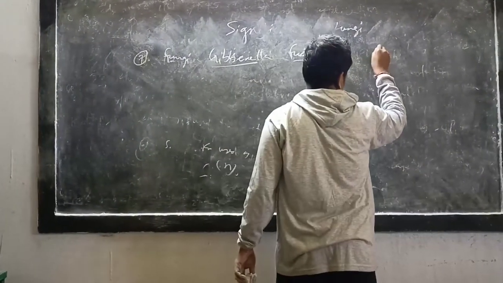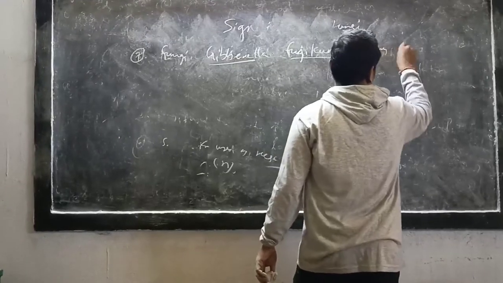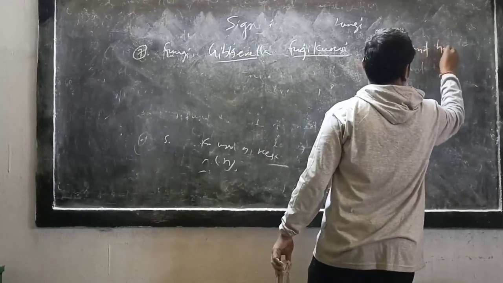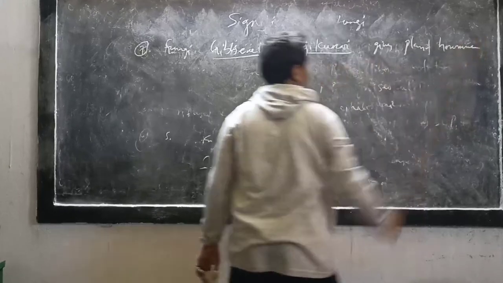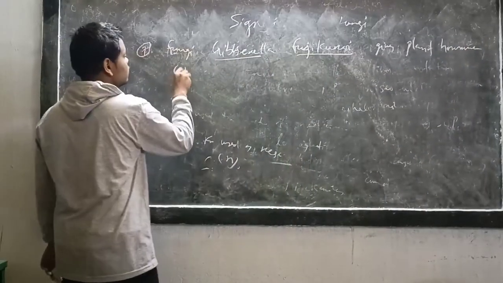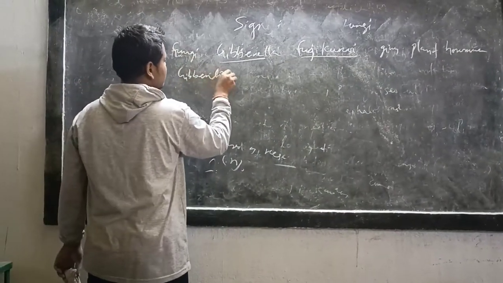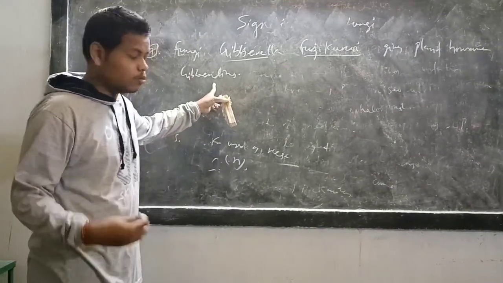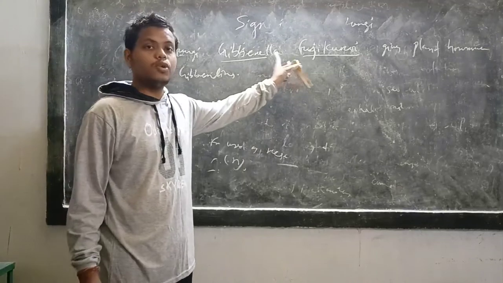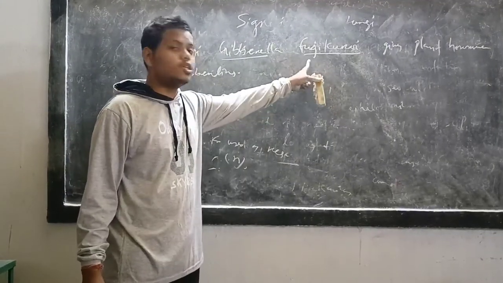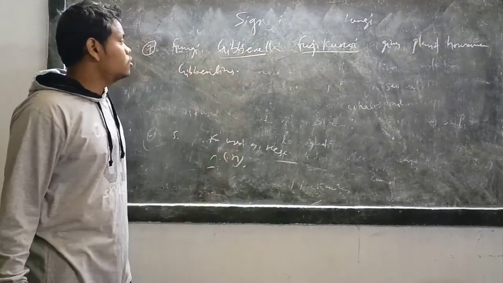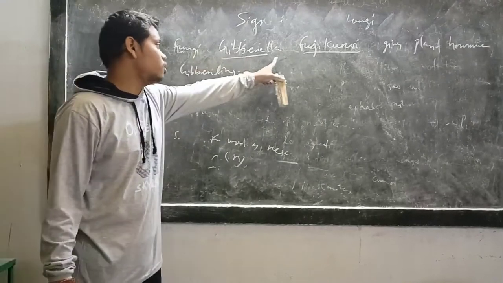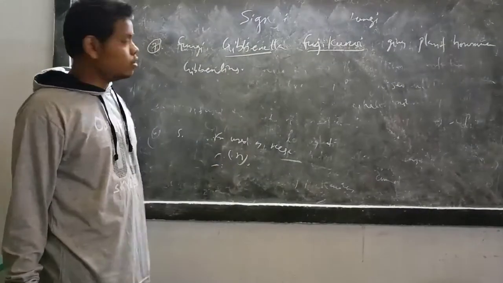Fungus Gibberella fusariae gives plant hormones, gibberellins. Gibberellins are a group of plant hormones which are extracted from Gibberella fusariae, and Gibberella fusariae is nothing but a fungus. So this fungus is useful for extraction of a plant hormone also.